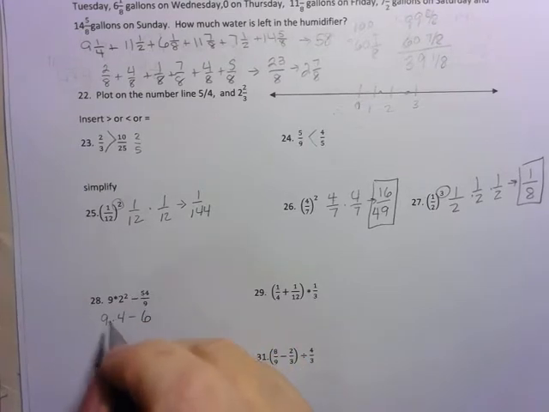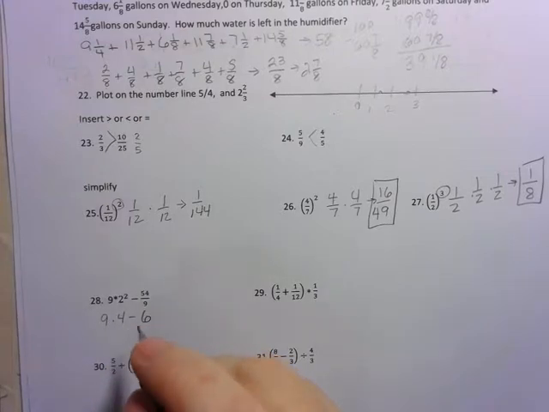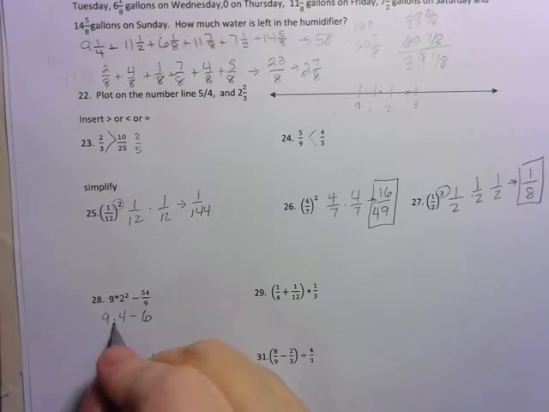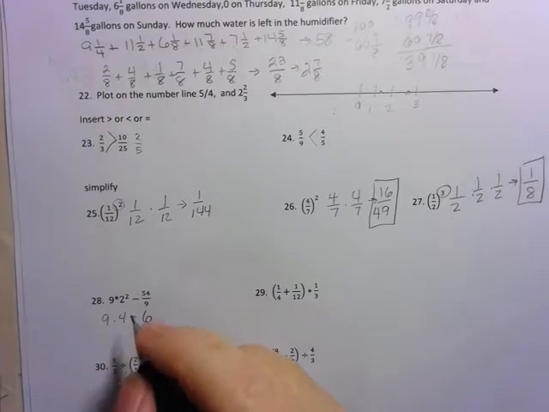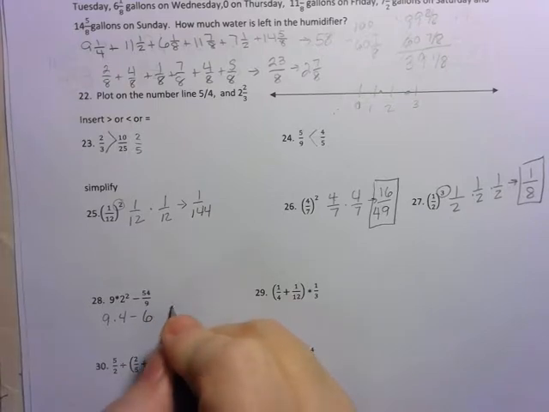So now I go my orders of PEMDAS, multiply and divide as I find them left to right. So 9 times 4, 36 minus 6 gives me 30.